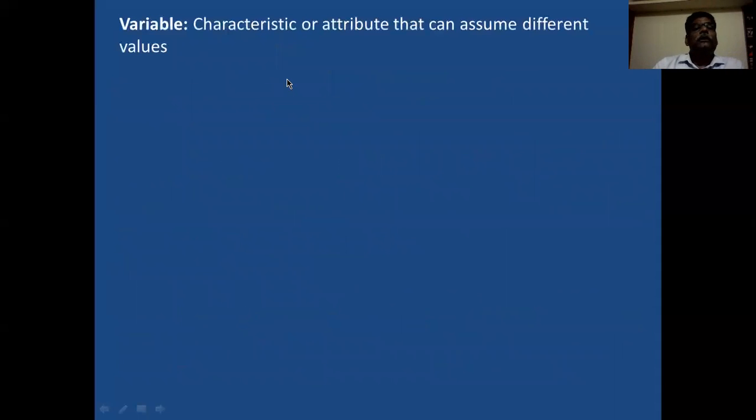Okay. Then next important term in our first unit is variable. What is a variable? A variable is a characteristic or attribute that can assume different values. Variable means it is a character of anyone, or it is related with any aspect, which is having different values. For example, height is a character of human being. Height is one character of human being. Okay, so the people are having different heights.